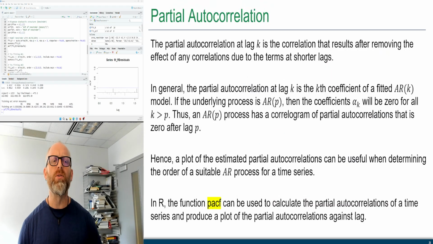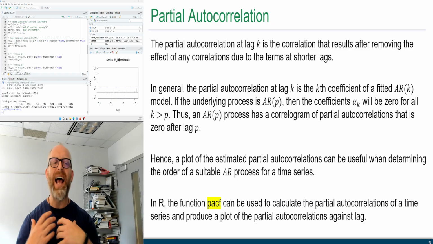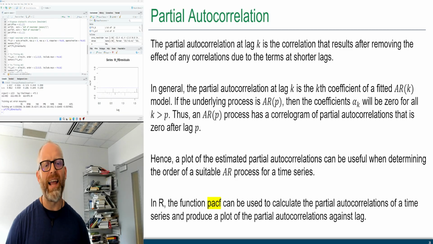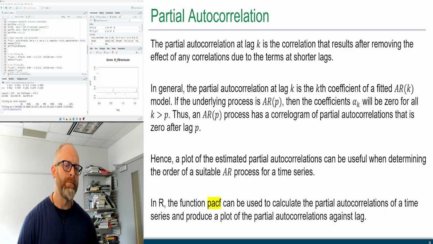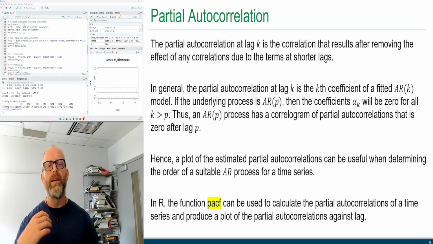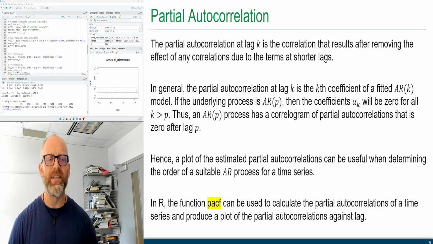So a partial autocorrelation at lag k is the correlation that results after removing the effects of any correlations due to terms at shorter lags. So if I'm trying to calculate lag 1, perfect. I'm just looking at what is the correlation between now and one time period into the future.